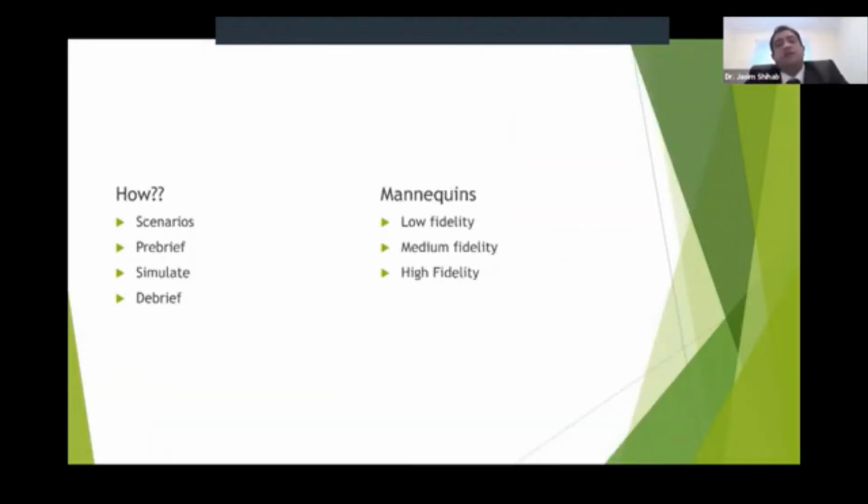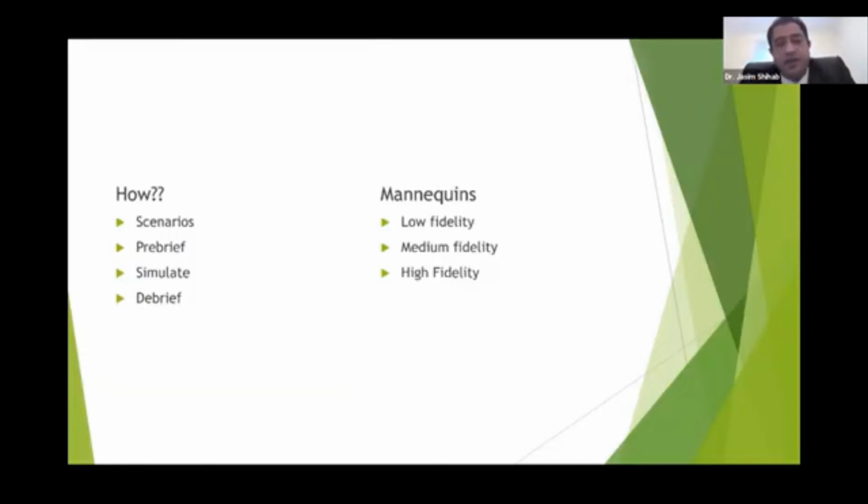So how? Essentially, any simulation should have a predefined scenario, and then you have a pre-brief before the simulation where you explain what the simulation would be and what mannequins are available, what equipment is available, and how you'd go about it. And then you run the simulation session. At the end of the simulation session, you have a debrief. The debriefing is done in different styles of practice. That's a separate talk in itself. I would not go into the nitty-gritty of debriefing, but this is what a simulation would essentially entail.